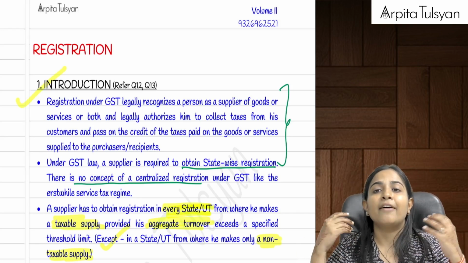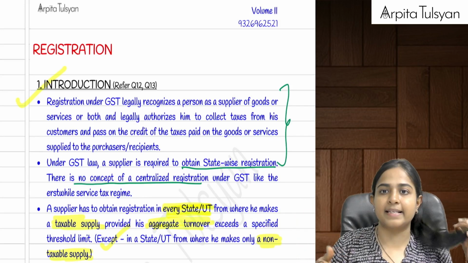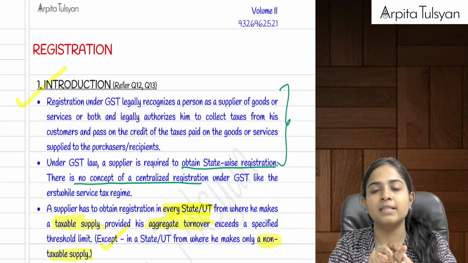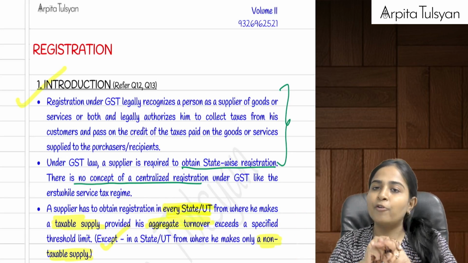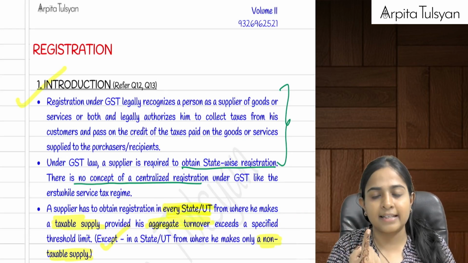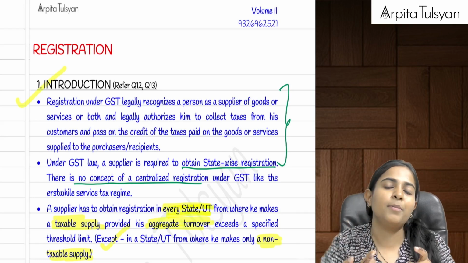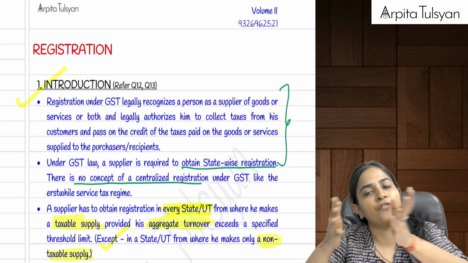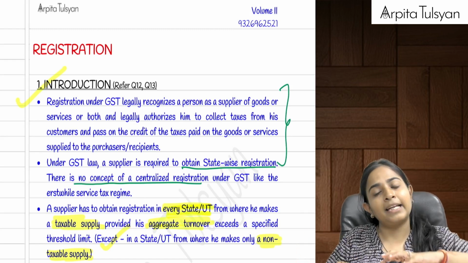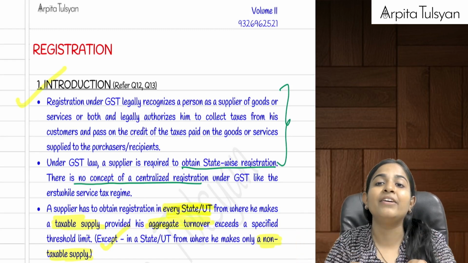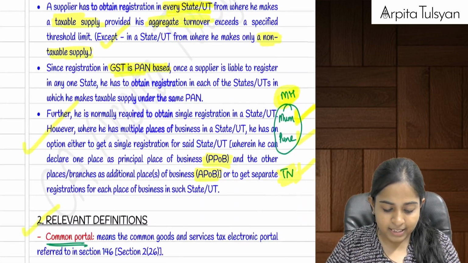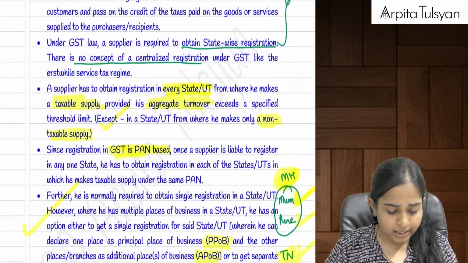If I am having multiple places in one state, Mumbai and Pune, both places of business in Maharashtra only, then I've got options. Either I can obtain a single registration. If I'm obtaining a single registration for Maharashtra, then one office will be shown as principal place of business, another office will be shown as additional place of business. Alternatively, I can obtain two separate registrations even within the same state, one for Mumbai and another for Pune. This we had studied in our introduction part.